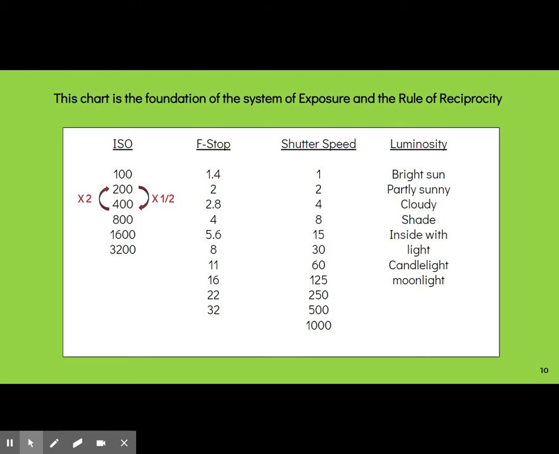Since in math the number 2 and 1/2 are reciprocal numbers, this is named the rule of reciprocity. Reciprocity. And it is what the whole system is based upon. And it works across the other variables as well.